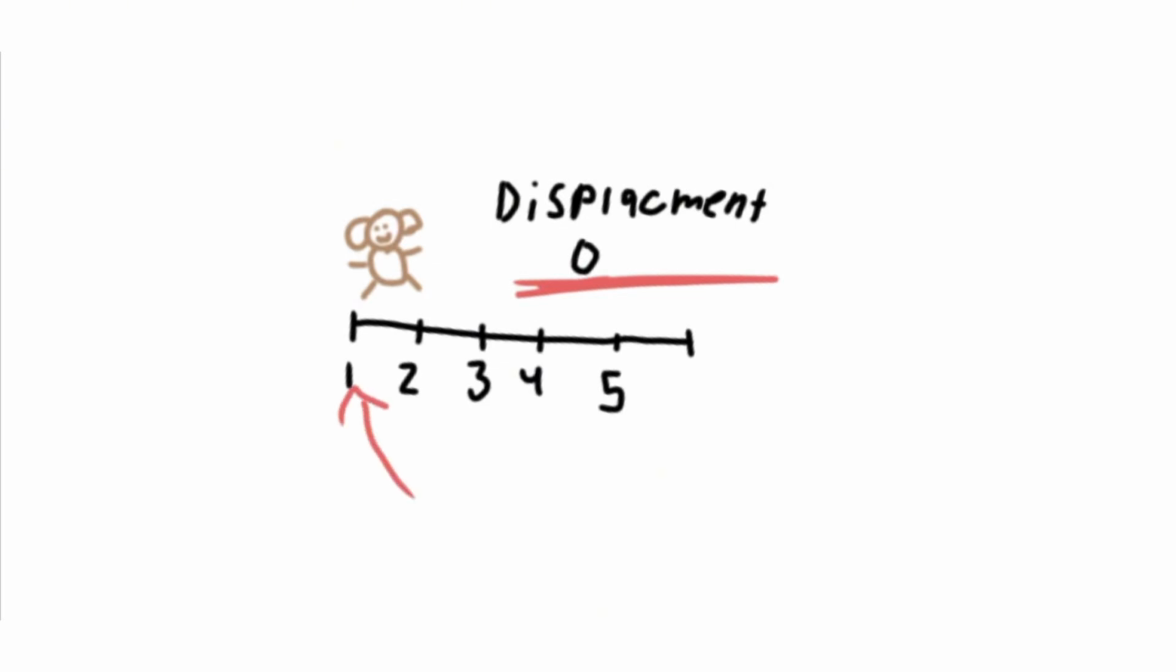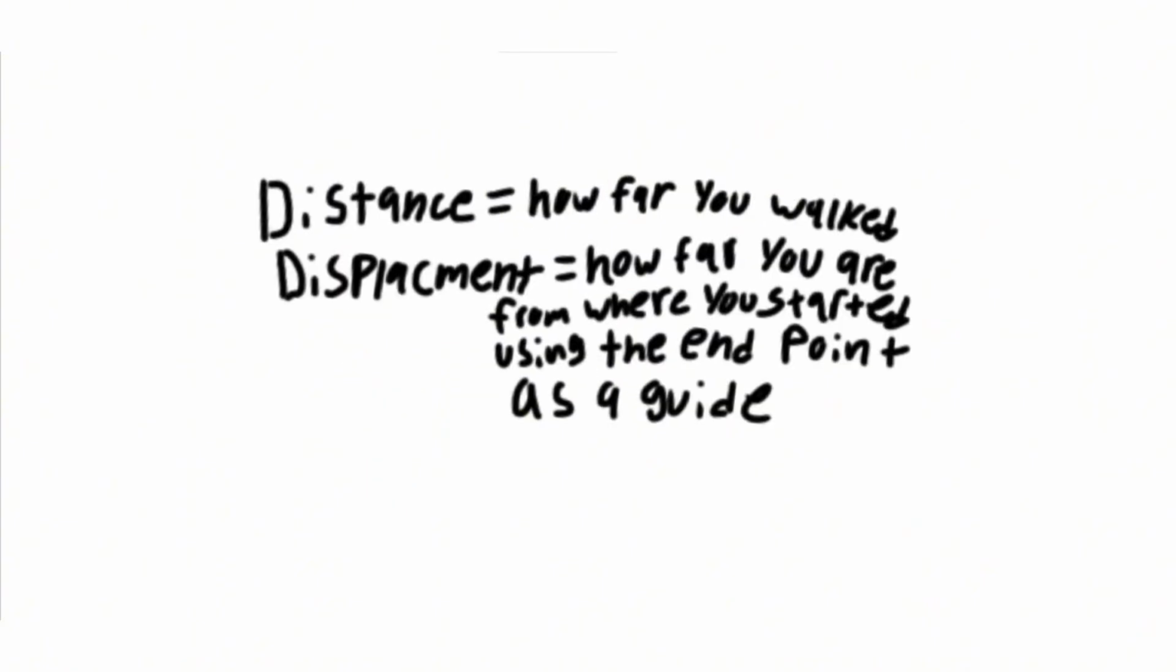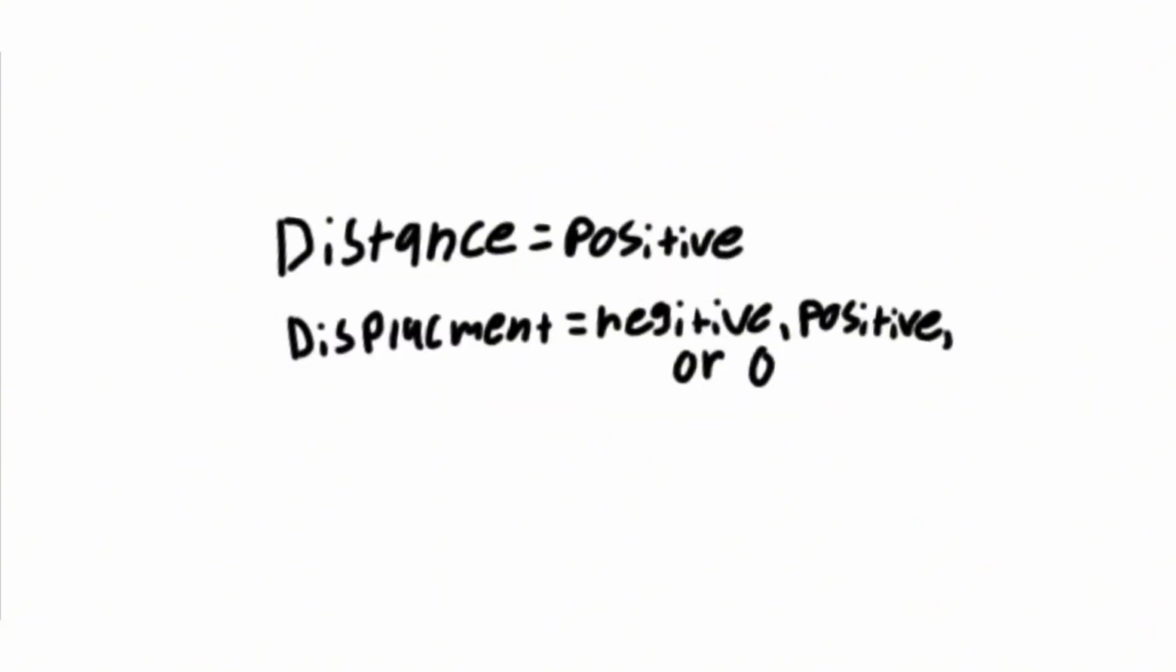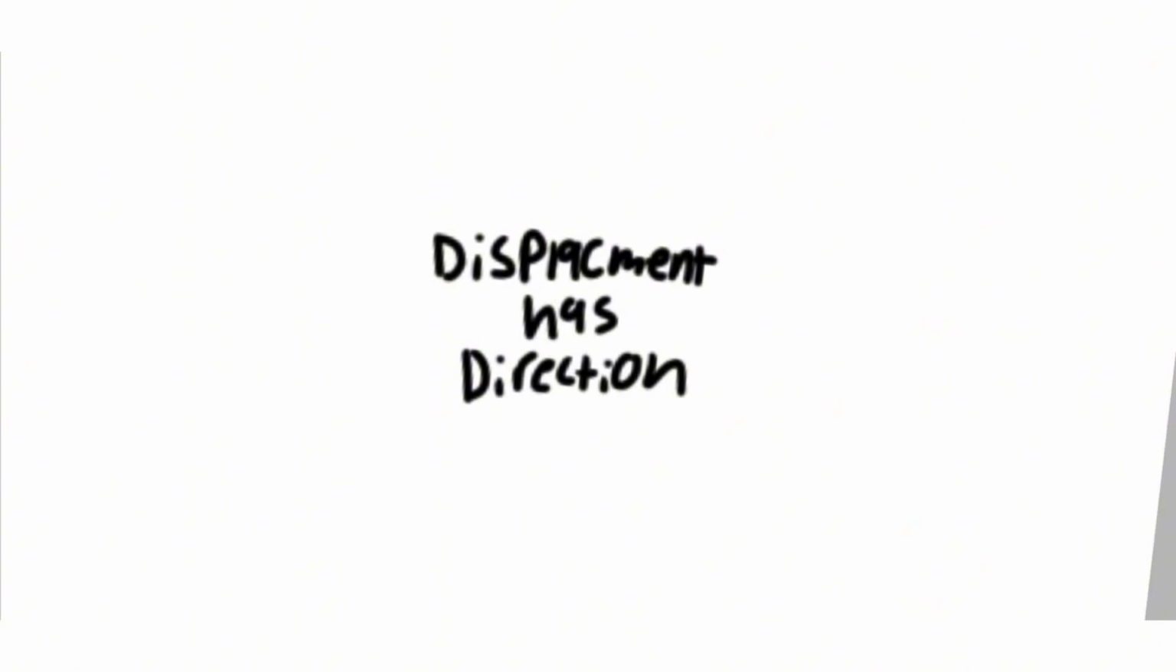And displacement is all about comparing where you started to where you ended, not the total distance you traveled. Now, let me say that again. Distance is just how far you walked, and displacement is how far you are from where you started using the ending point as a guide. Now, another thing to note is that distance is going to be positive and displacement can be either negative, positive, or even 0.